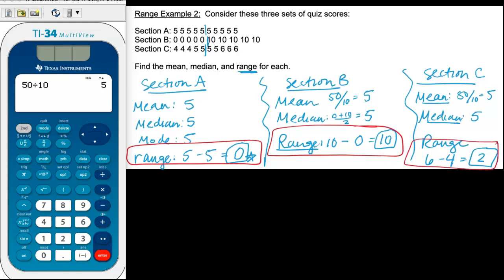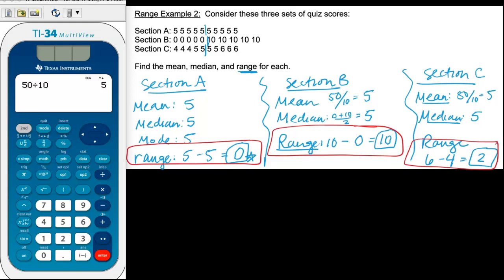And basically what this shows me is that my section A, those students all scored the same. They're all on the same page in terms of their level of understanding. Section B, those students had the biggest range. So that means the scores differed more than any other section.